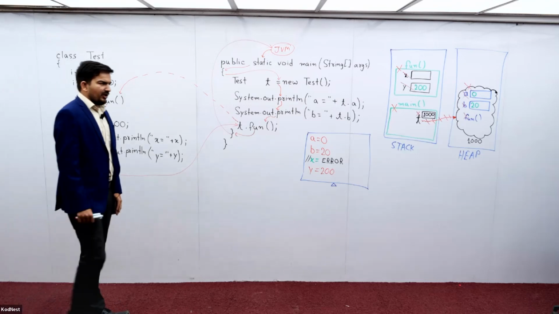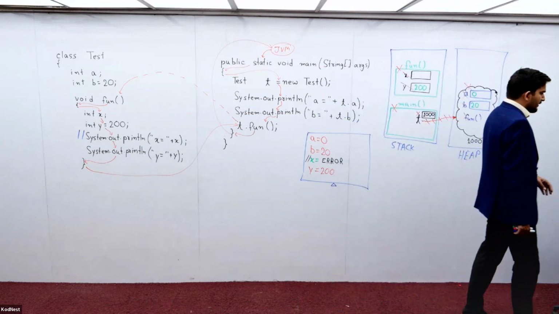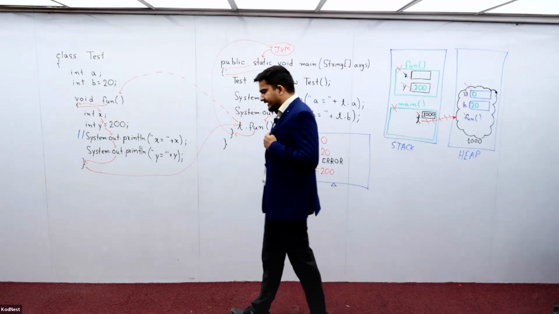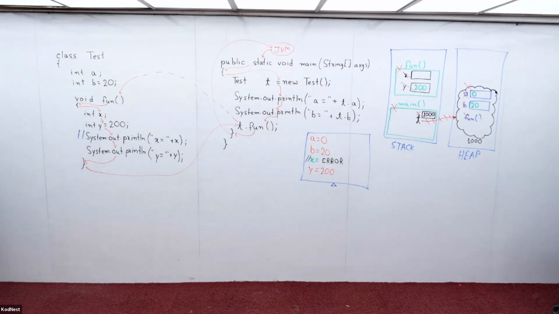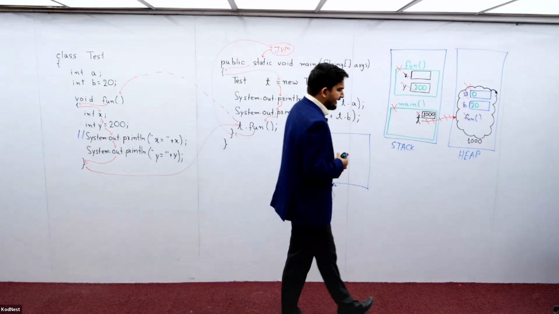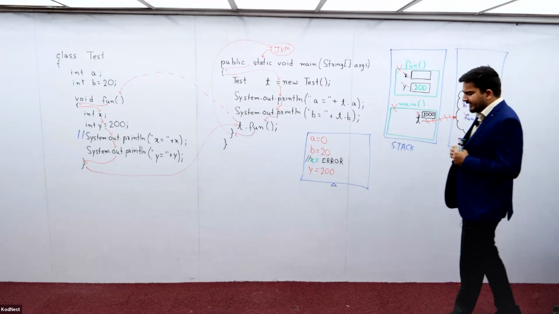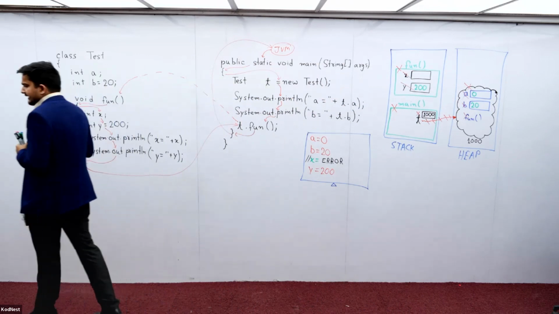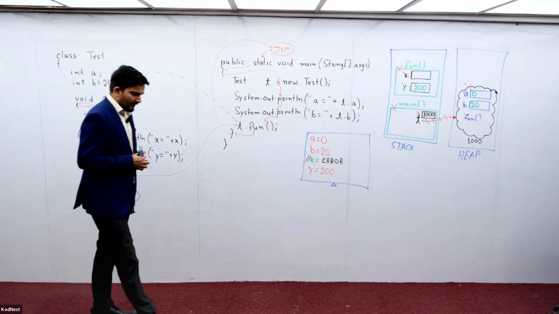Local variables are allotted memory on the stack frame of the particular method present on the stack segment.